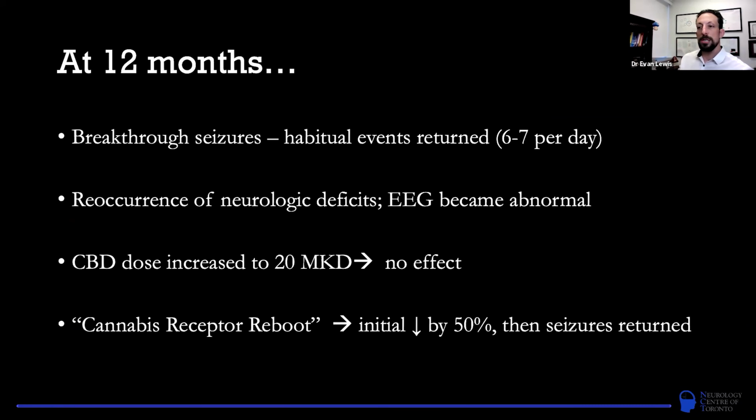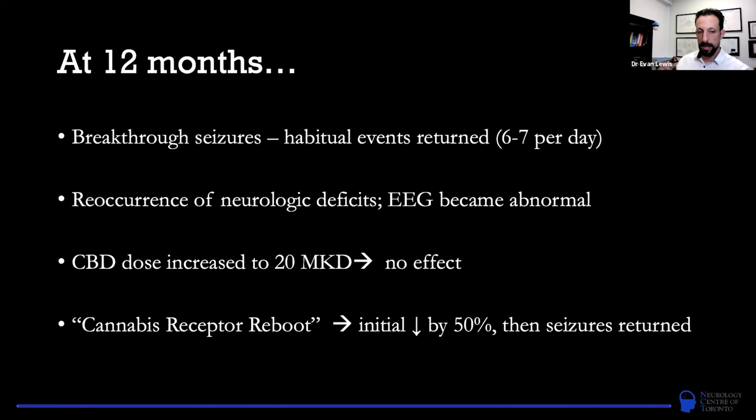At 12 months, her seizures come back out of the blue. They come back 6 to 7 times per day. All those neurological deficits that I explained before, that you saw before, they came back. She was having trouble writing and walking. Her EEG became abnormal again, so it went from being normal to abnormal.